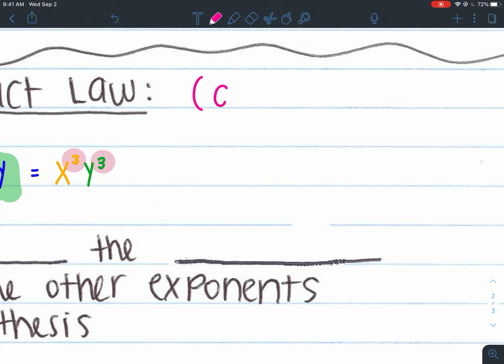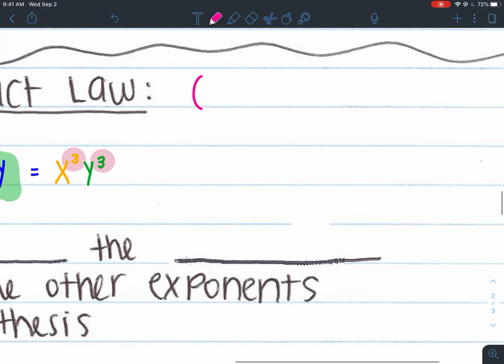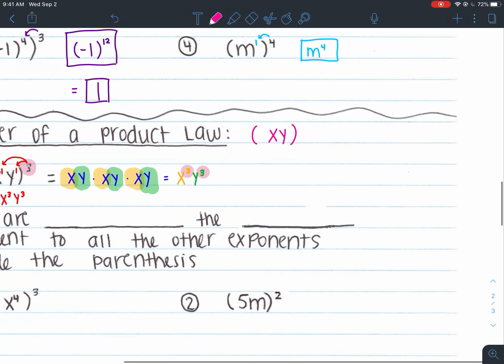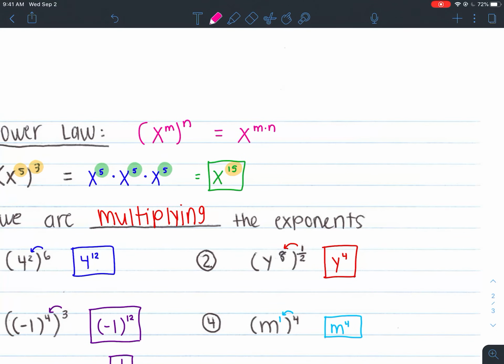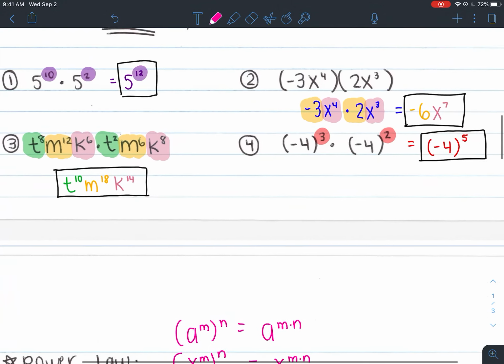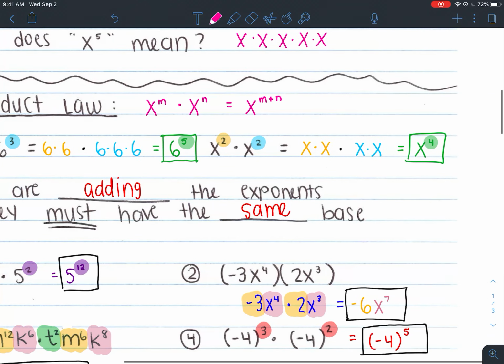So this says if I have (ab), I don't know why I keep using x, y. I think typically we use a, b. I think on your formula chart on the STAR test, it uses a, b. So I might go back and change these to a's and b's. Right, so this would be (a to the m) to the n power would be a to the m times n. So I'm just changing out the x's with the a. And then the previous one would be a to the m times a to the n equals a to the m plus n.